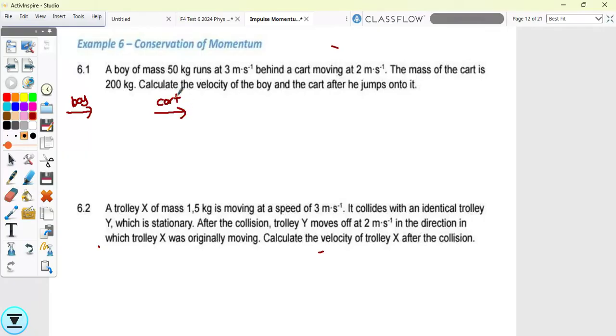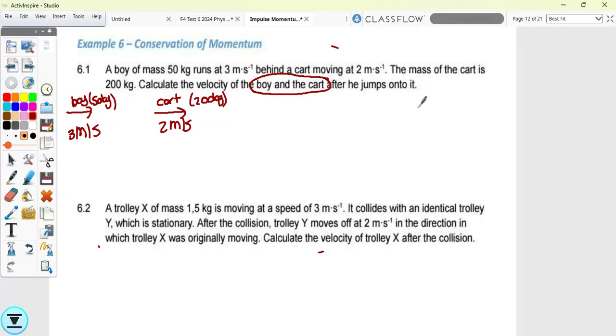I just like doing diagrams because then you can put your information in here. So your boy is 50 kilograms. Normally they give you a diagram, but if they don't, just do it. The cart is 200 kilograms, quite a heavy cart. The boy is 3 meters per second, and the cart is 2 meters per second. And then they say calculate the velocity of the boy and the cart after he jumps onto it.